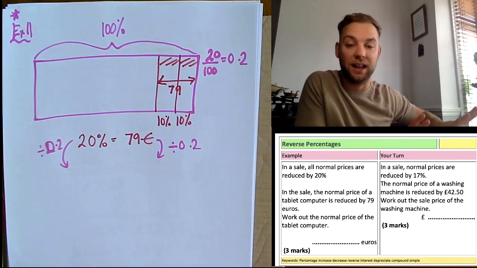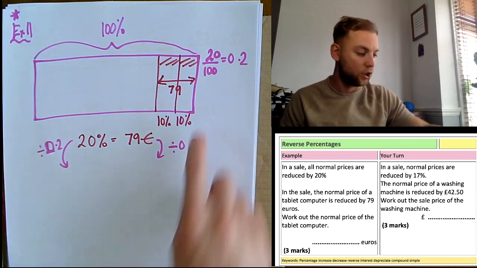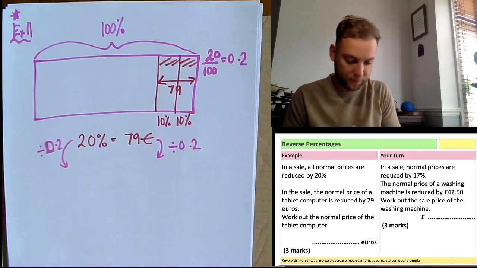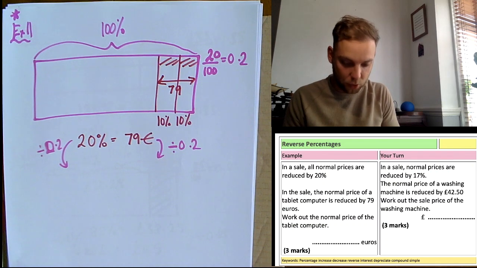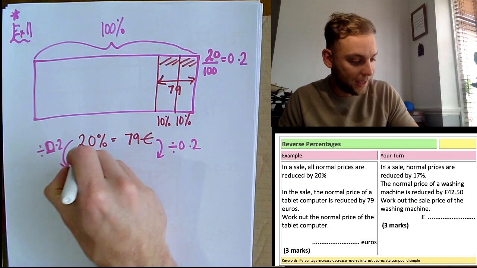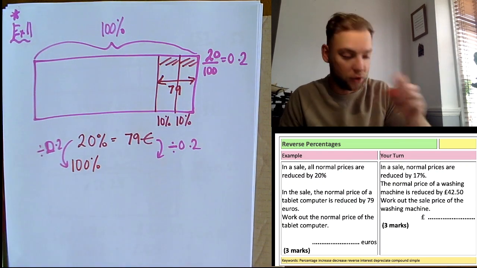I'm just using calculator methods. You don't have to use this technique. You could have found 10% and then times by 10. So with this one here, 20% divided by 0.2 is equal to 100%. That's the point. We're trying to get back to 100%, which is our original amount.